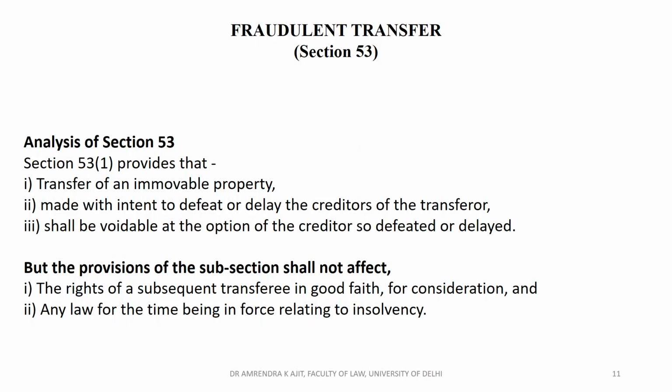Now, next important is fraudulent transfer, that is section 53. Okay. Section 53 talks about fraudulent transfer and restricts it. What it says is that a transfer of an immovable property made with intent to defeat or delay the creditors of the transferor shall be voidable at the option of the creditors so defeated or delayed.